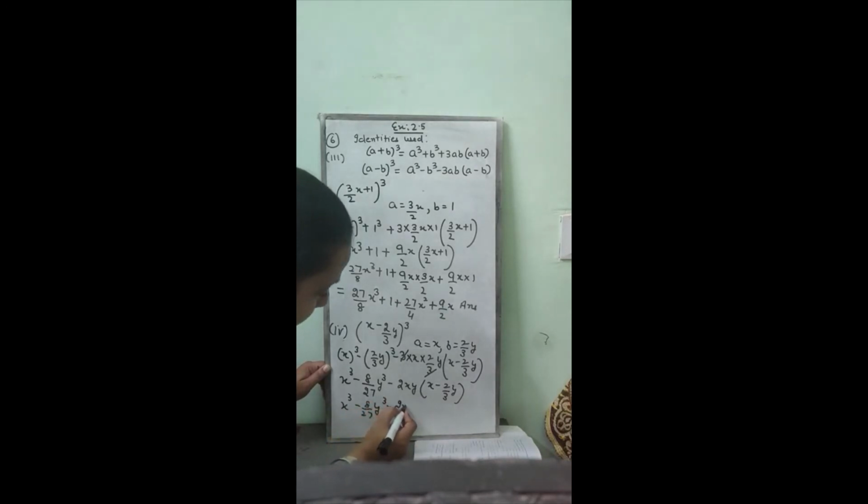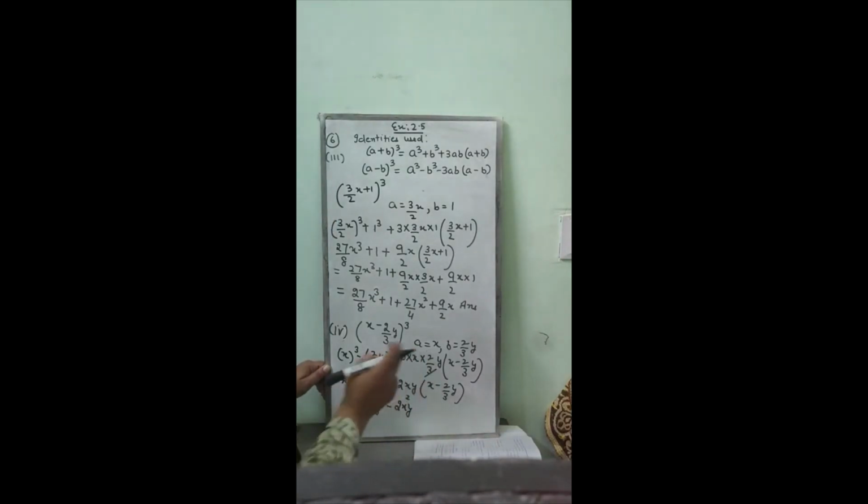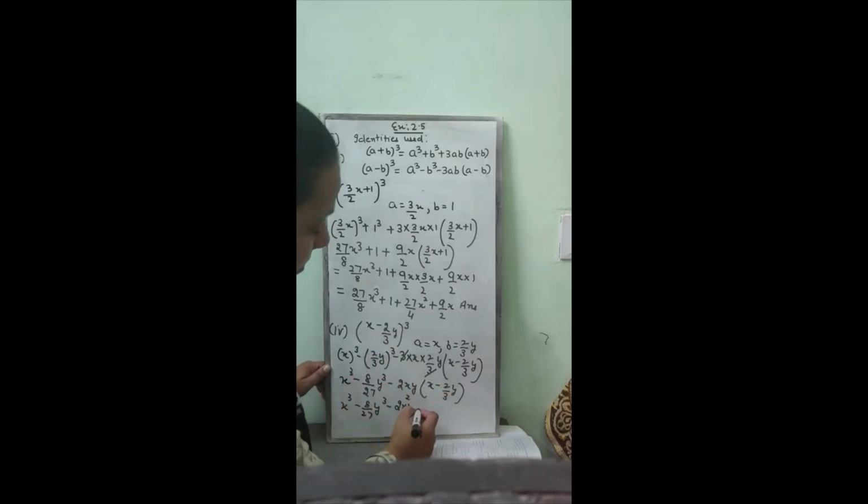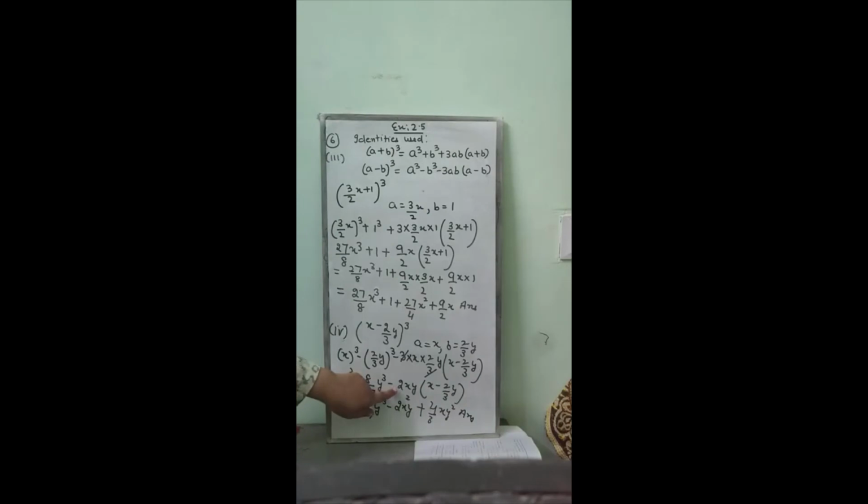When this 2xy is multiplied with x, it will be 2x square y, minus minus plus, 2xy multiplied with 2 by 3y is 4 by 3 xy square. This is your answer. The statement outside the bracket will be multiplied with every term inside the bracket. Give a 1 minute review to these two parts.